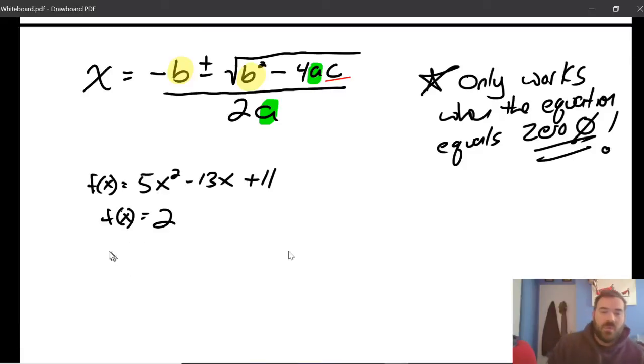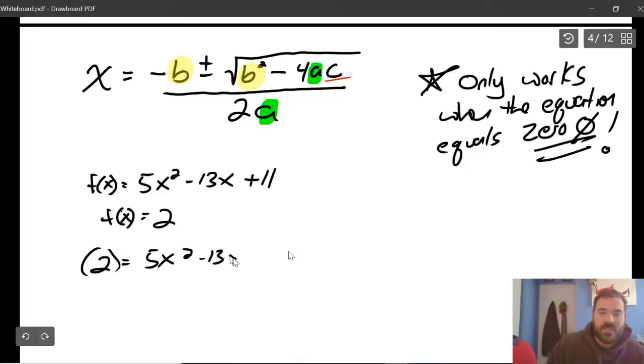Okay, so I'm going to substitute 2 into the equation. 2 is equal to 5x squared minus 13x plus 11. My criteria is that the equation equals 0, so I'm going to subtract 2 from both sides.